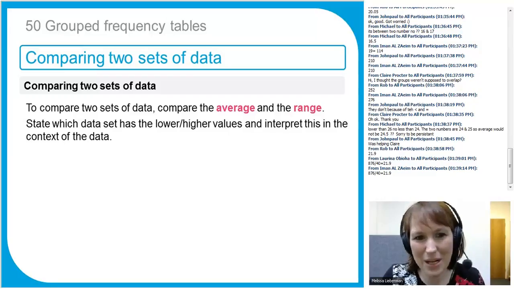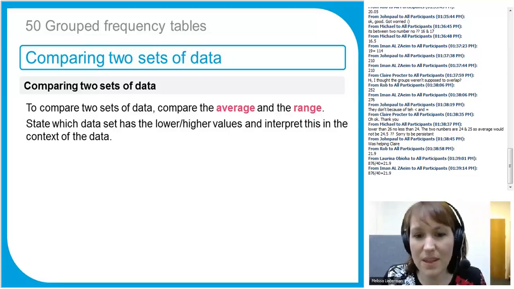So very quickly, let's have a look at how we compare 2 sets of data, and then I'll give you some time to go away and practice some questions. When we're asked to compare 2 sets of data, it means a very specific thing in maths. What they expect you to do is to compare the average for the 2 sets of data. That will either be the mean or the median, depending on the type of data, and will often be given to you, or you'll calculate it in a previous part of the question. And the range.